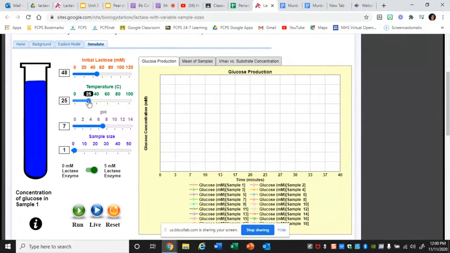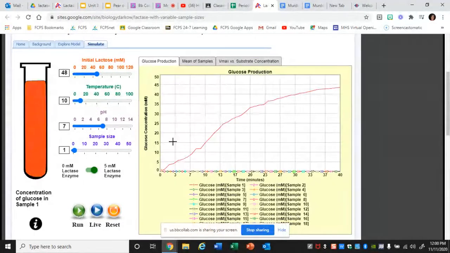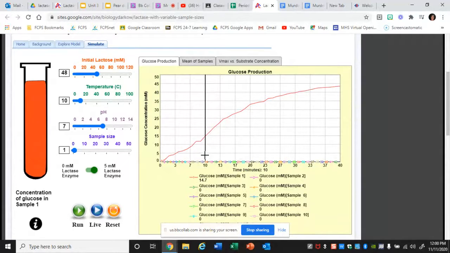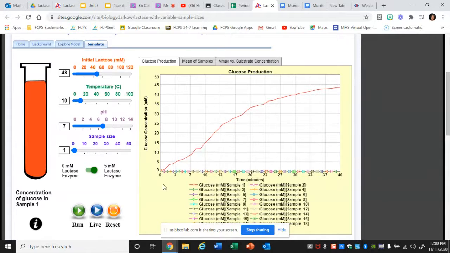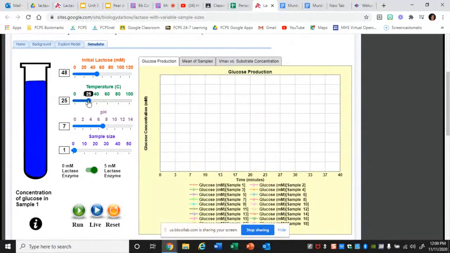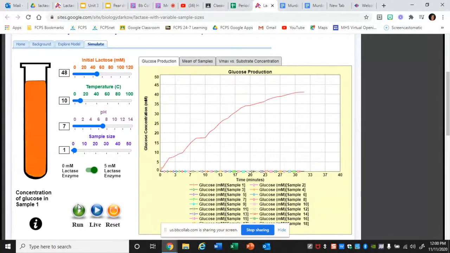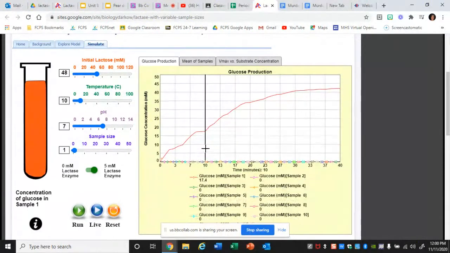Reset, go to 10 degrees. You keep everything else in the simulation alone. You're not going to change anything else. All the rest of these are constants. Temperature is your IV. Now you're going to collect at 10. So run. Go to 10. It says 14.7, so my rate would be 1.47. Reset. Go to 10 again. Run. Go to my 10-minute mark. 17.4, so my rate is 1.74. Write it down.